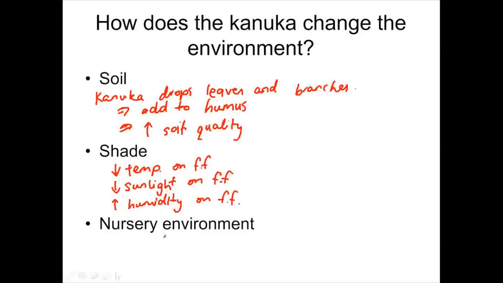Okay, nursery environment. So this produces a nursery environment. When I talk about nursery environment, you think of just a nursery. We're going from a little kid, and we're getting them to grow up a little bit. So in terms of plants, nursery environment, we're going from a seed to a seedling. So the Kanuka produces a nursery environment because it's got the shade. The shade decreases temperature, decreases the sunlight, increases the humidity, which makes it suitable for wet seed.